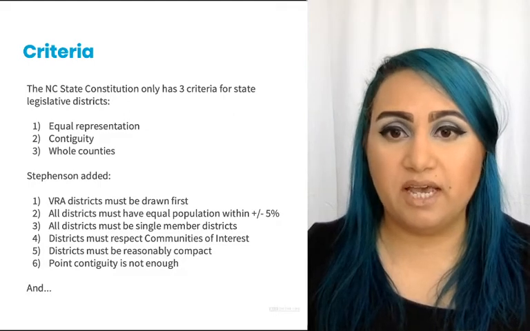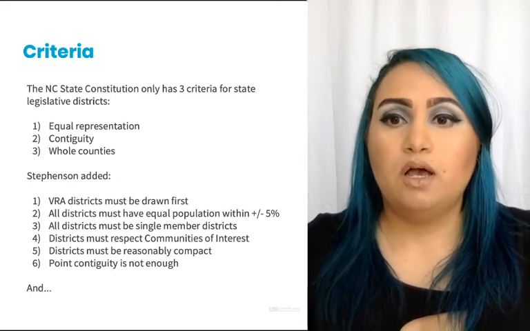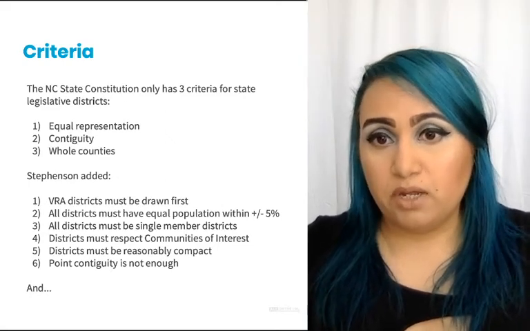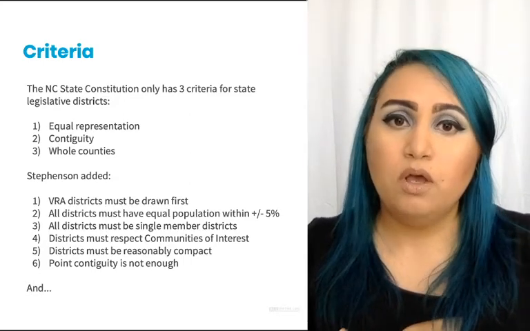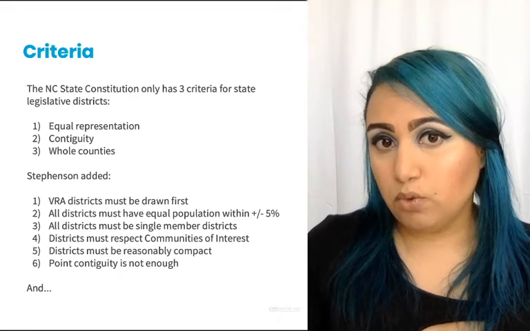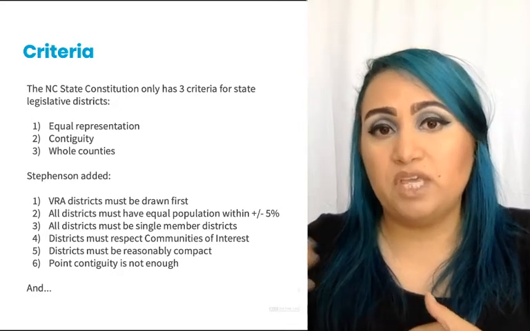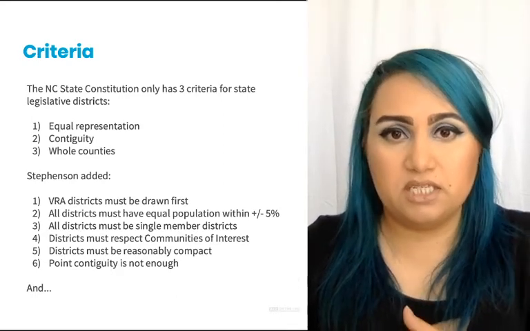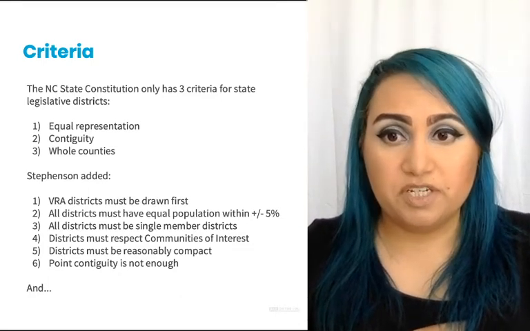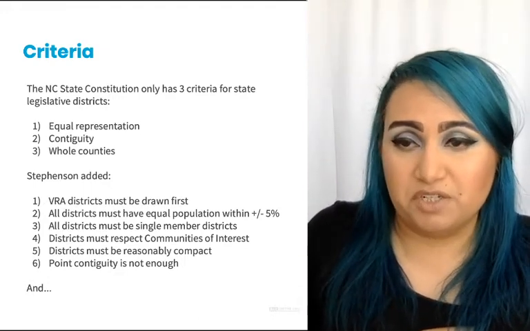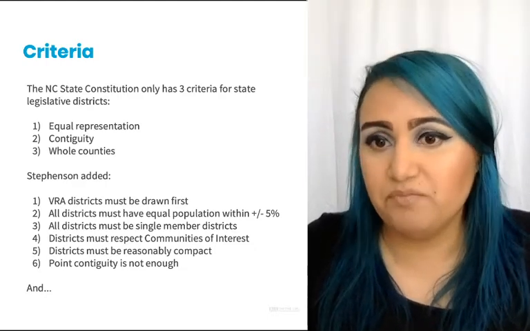So the things that Stephenson added: the VRA districts have to be drawn first because they still don't have to comply with the whole county provision. All districts have to have equal population within plus or minus 5%. So the Constitution had always said that there should be equal representation, but there was no specific number, and now we have a specific number that has to be within plus or minus 5%. And this is applying to the state legislative districts. All the state legislative districts have to be single-member districts because if they have to comply with population within plus or minus 5%, they have to be single-member districts because multi-member districts wouldn't have that.